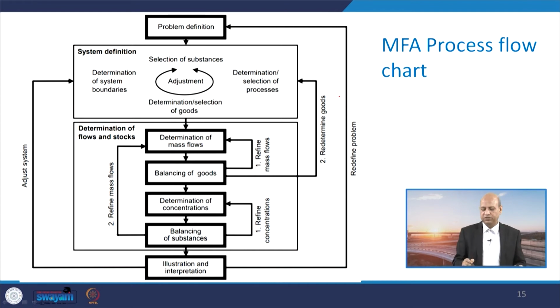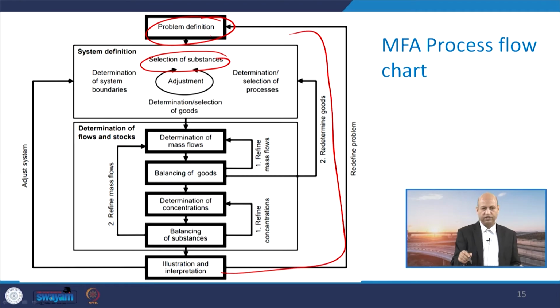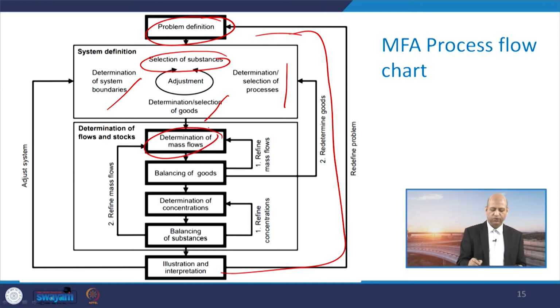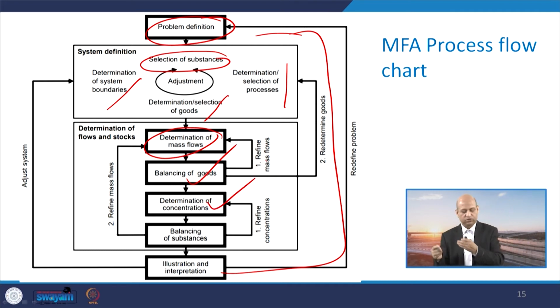So, in this flow chart basically this MFA process has been shown for different activities. Here is the problem definition first of all, and this is also coming at the last; we will see why this feedback is there, which was in EIA also if you remember. Selection of the substances, determining the system boundaries and also the processes, right. Then the selection of the goods where material will be calculated. Then determination of the mass flow and balancing of the goods, determination of the concentrations when it is being converted into some substances or compounds, balancing of substances again, then illustration and interpretation of the results.